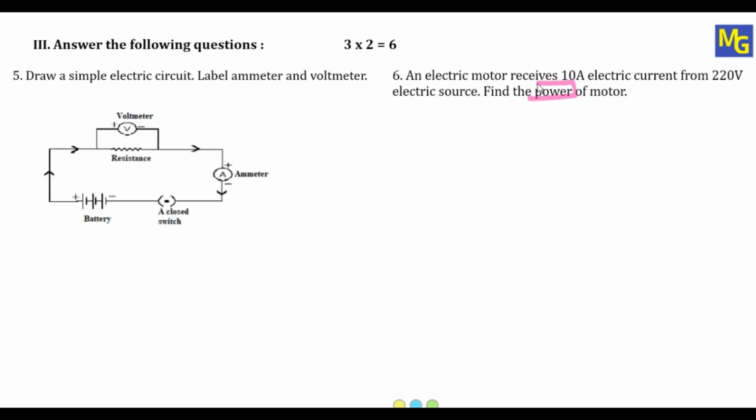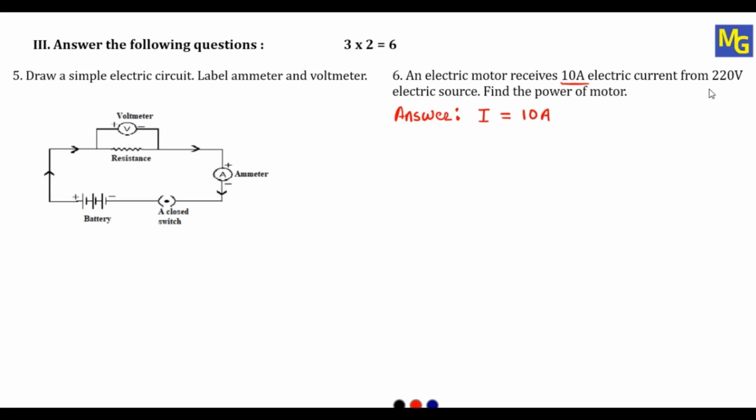So here we have to find power. After reading the question, first understand what is given and what we have to find out. Once we understand what is given, first write down all the given values, and then think about the formula we can use. So what is given here? Write down the answer. We have current, given as 10 ampere. The electric current symbol is I, so I is equal to 10 ampere.